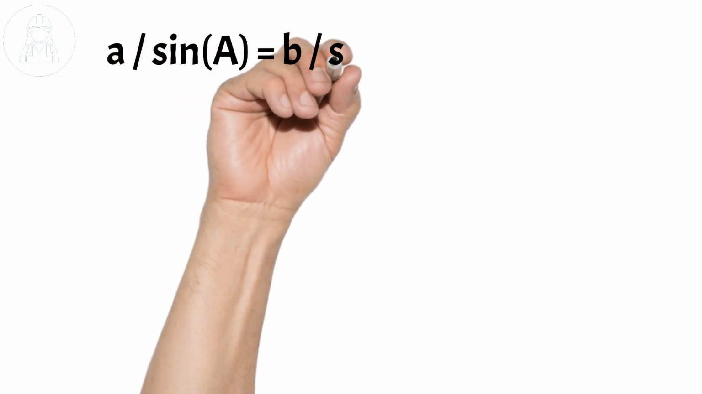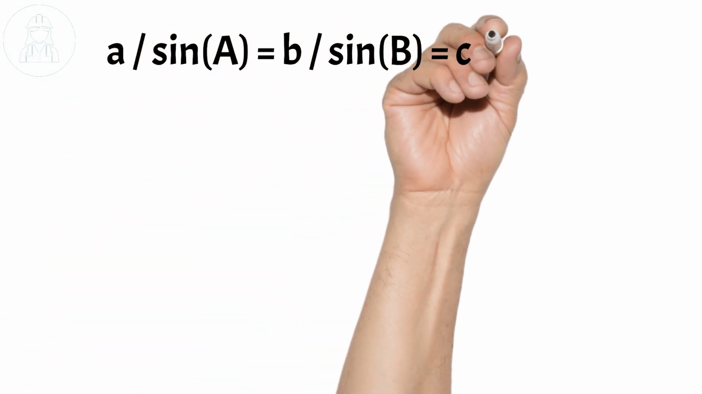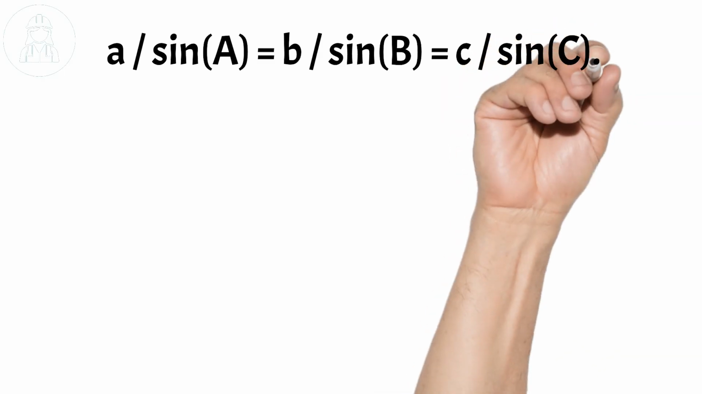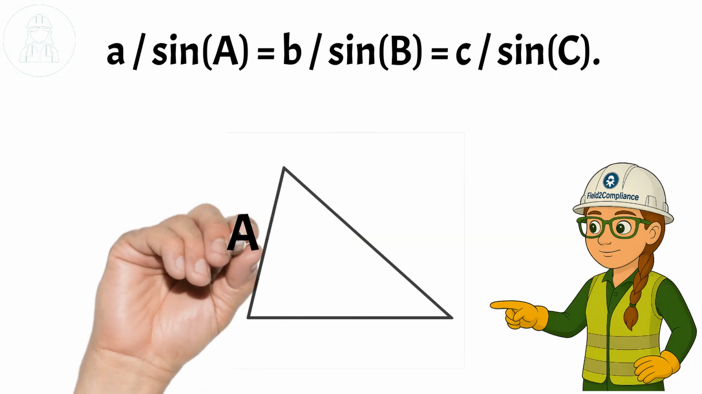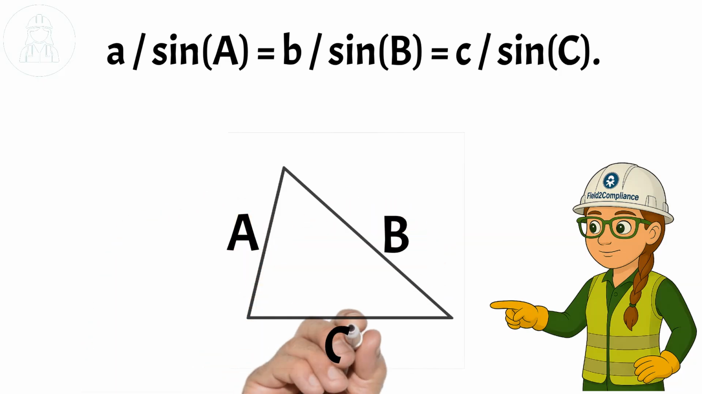The law of sines says A over sine A equals B over sine B equals C over sine C. That means the length of a side divided by the sine of its opposite angle is the same for all three sides of a triangle.